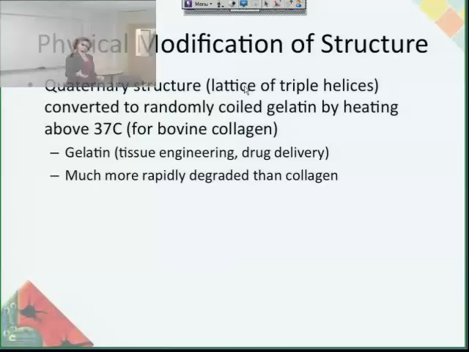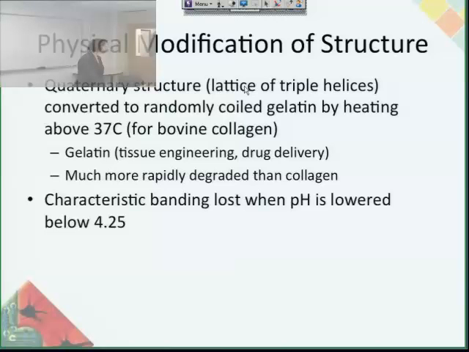It's originally turned into that randomly coiled structure that I guess could be called gelatin, and then it's more easily degraded by MMPs. So gelatin is really common in tissue engineering and also in drug delivery, so you'll learn more about that in the next sequence of this course and the third. And it's much more rapidly degraded than collagen, so if you wanted to control the degradation of a collagen sponge or a collagen scaffold, this might be one way that you do it.